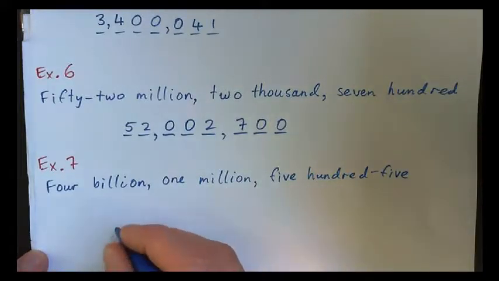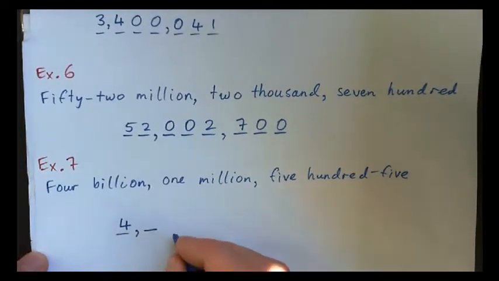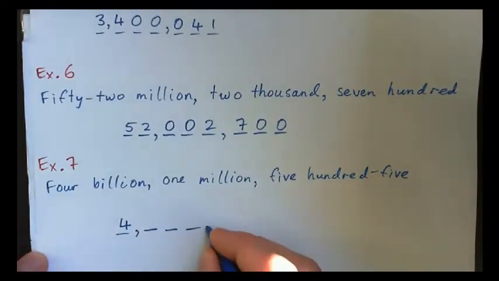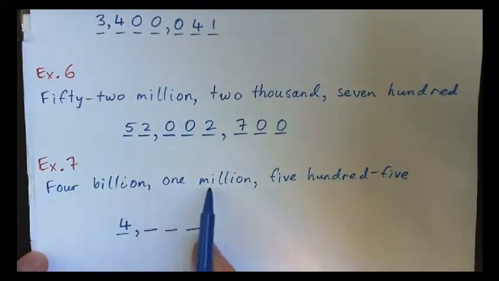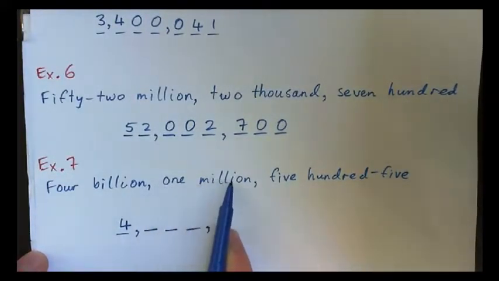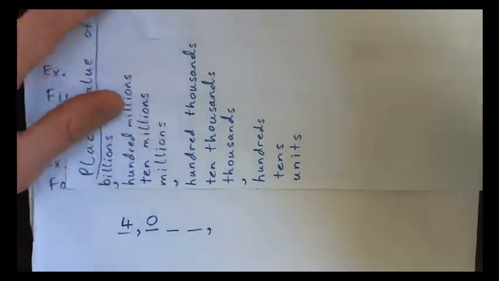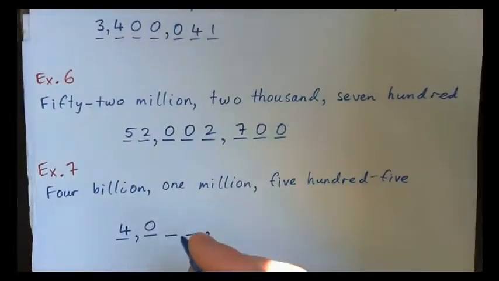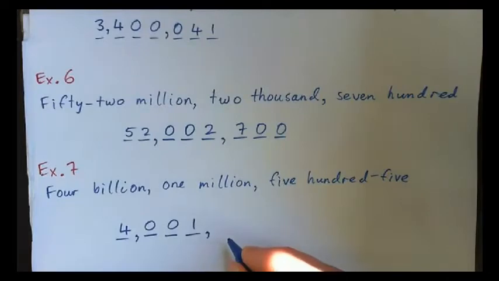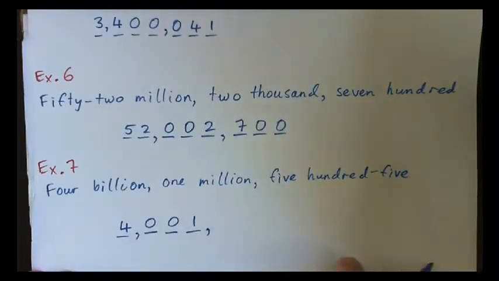Okay, so it looks like we're starting with billions. So 4 billion, right? After billion comes 100 millions, 10 millions, millions, right? And what do we have as regards millions? 1 million, right? So do we have any 100 millions? No 100 millions. And again, if you want to use your chart, that might help. So no 100 millions, no 10 millions, 1 million, right? What comes next? Press pause and finish the rest. Okay, I'll do it now.